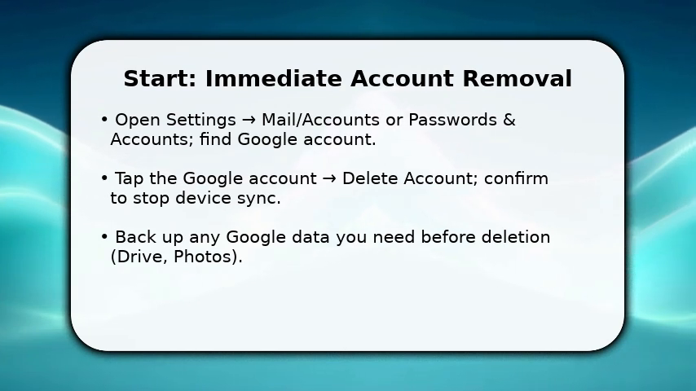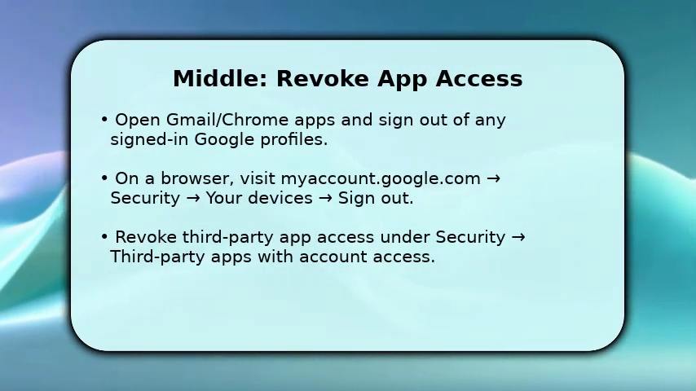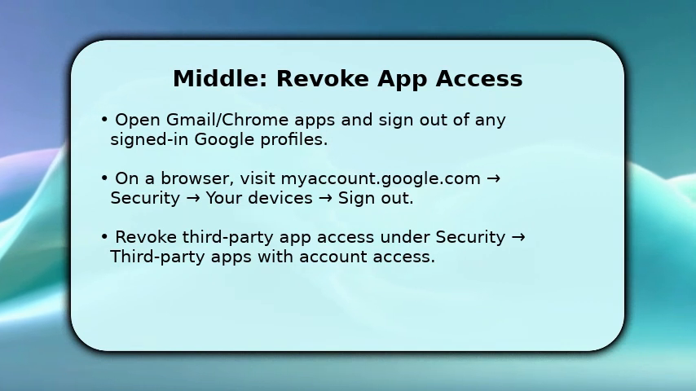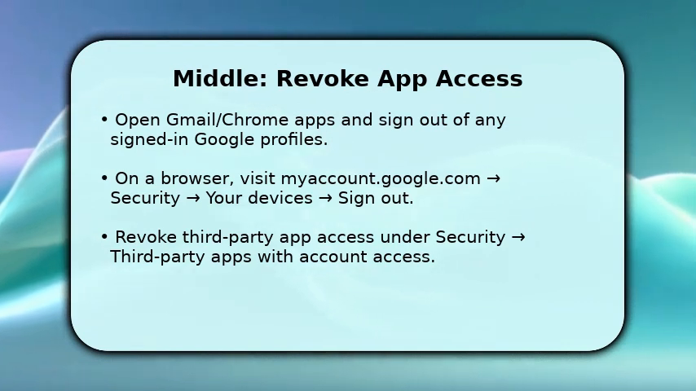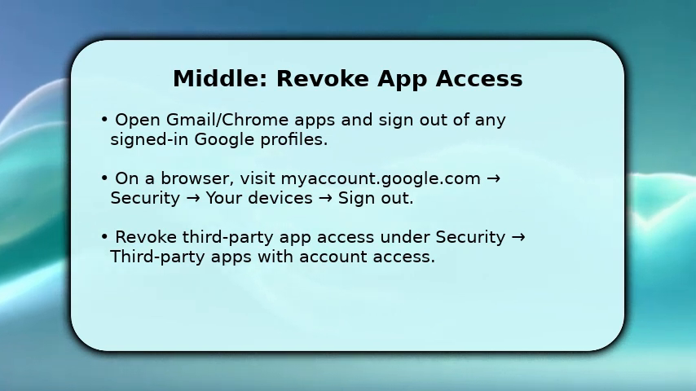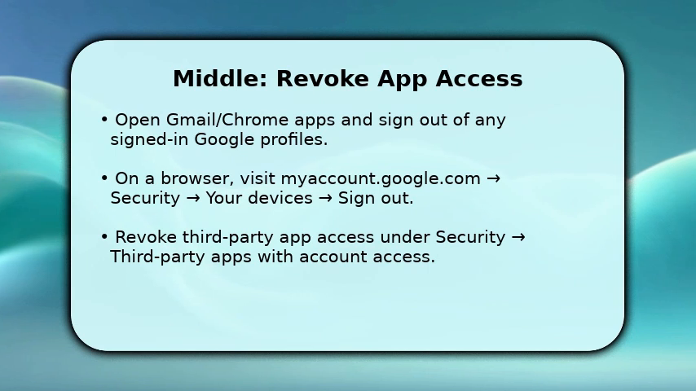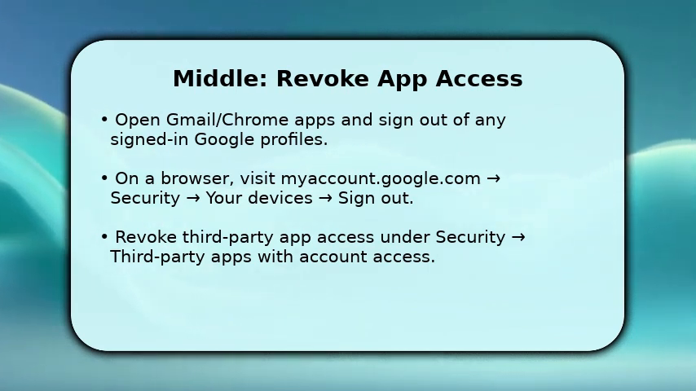Next, you finish cleaning account links that survive a local delete. You must sign out inside Gmail and Chrome apps: open each app, tap your profile, and sign out to remove cached credentials. Then, on a browser, sign into Google and go to Security, then Your devices, to sign out of the Apple device remotely. This prevents auto-reconnect. Also, revoke third-party app access so background services can't reauthorize.